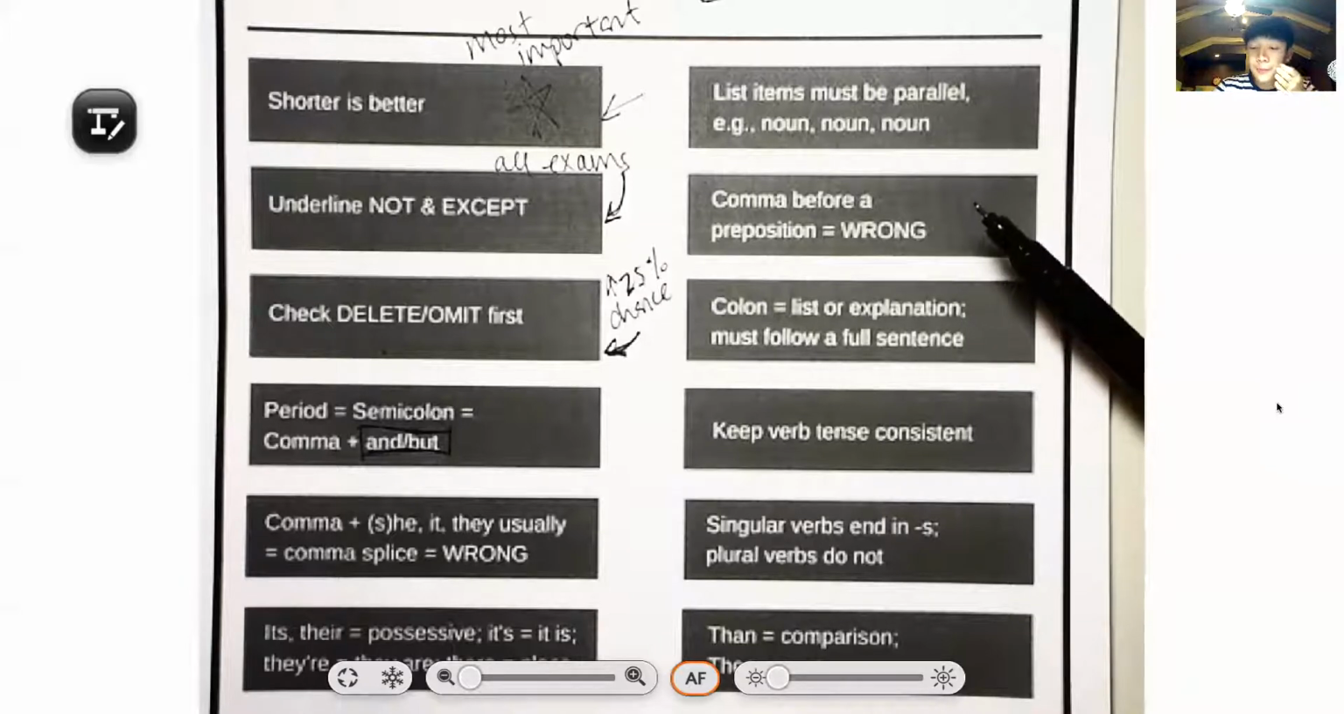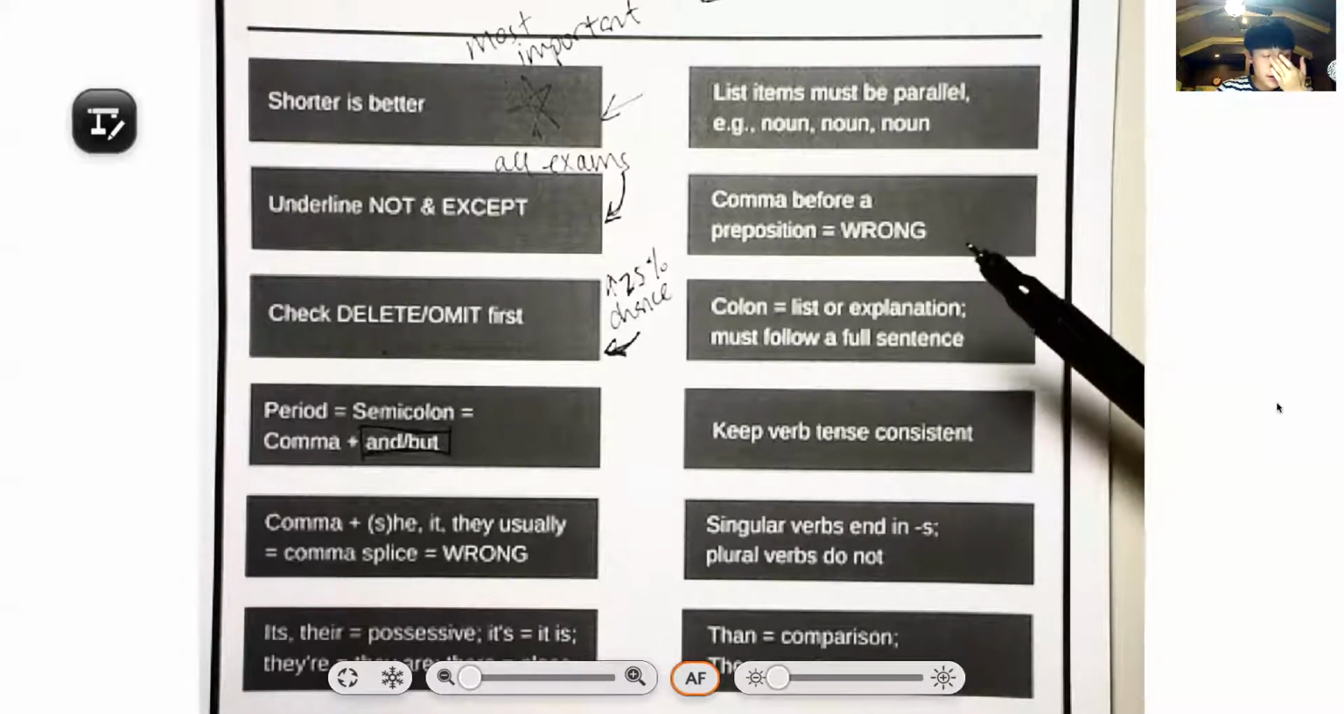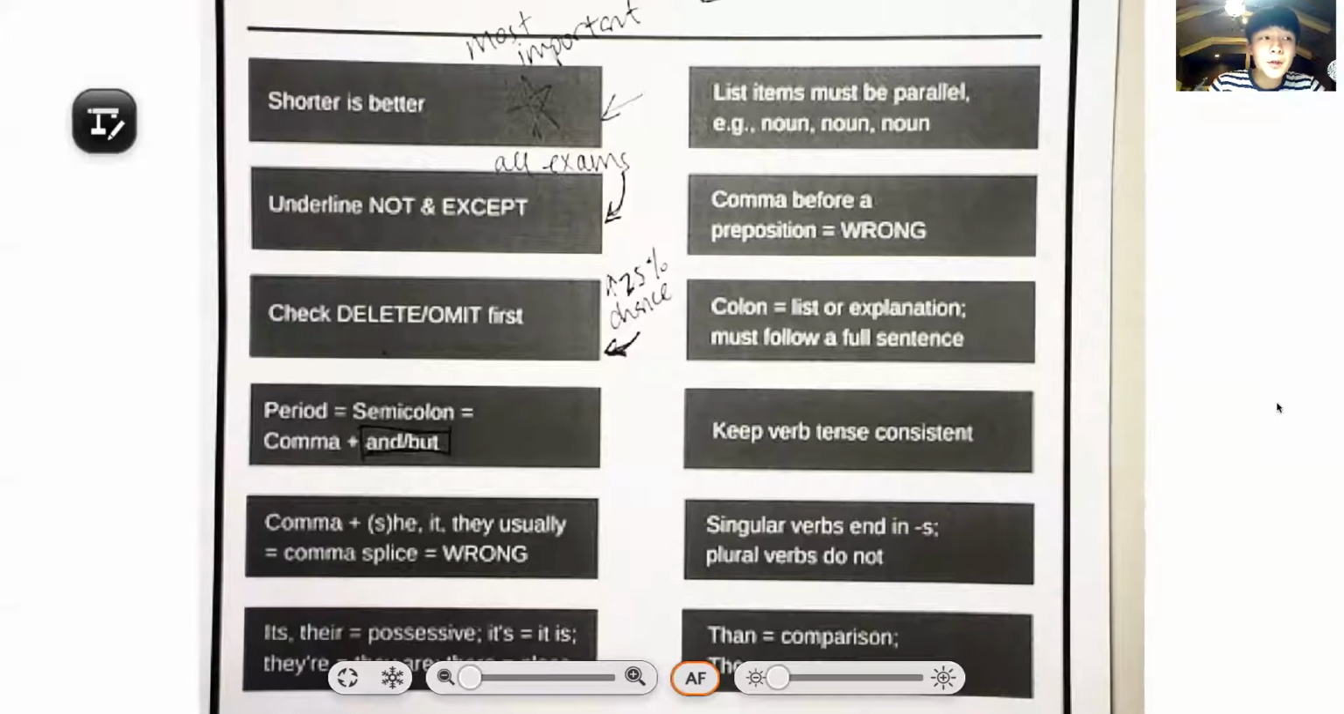A comma before a preposition is always wrong. Sometimes they try to put a comma before a preposition as a kind of a stop, but there's nothing supporting that in the English language. That's all I can say about that. If you have a comma before a preposition, it's wrong. And you know what prepositions are: through, behind, stuff like that.